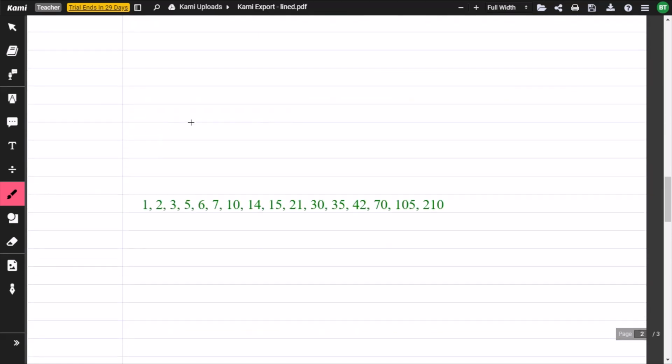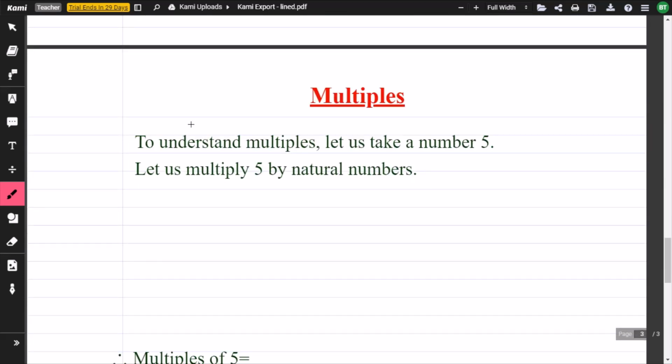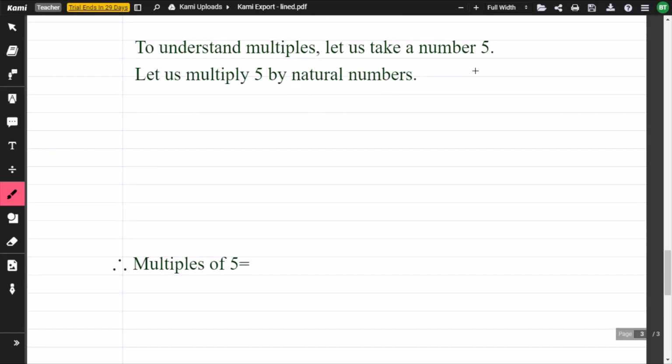So after factors, let us study multiples. What do multiples mean? To understand multiples, let us take a number 5 and multiply 5 by natural numbers. So we are going to find the multiples of 5 in order to understand what multiples are. At first we'll write 5 several times. Now we have to multiply this 5 by natural numbers. Natural numbers start from 1.